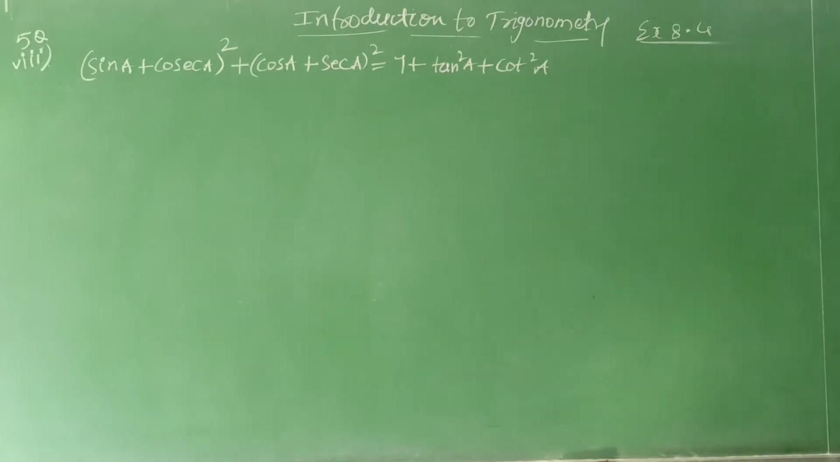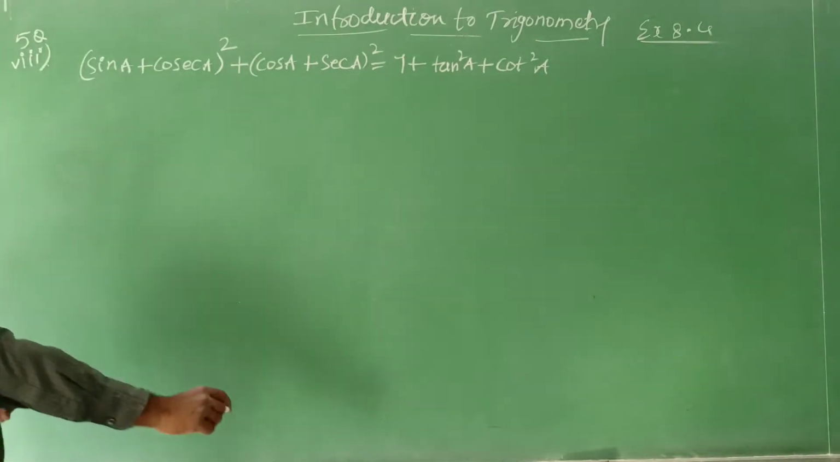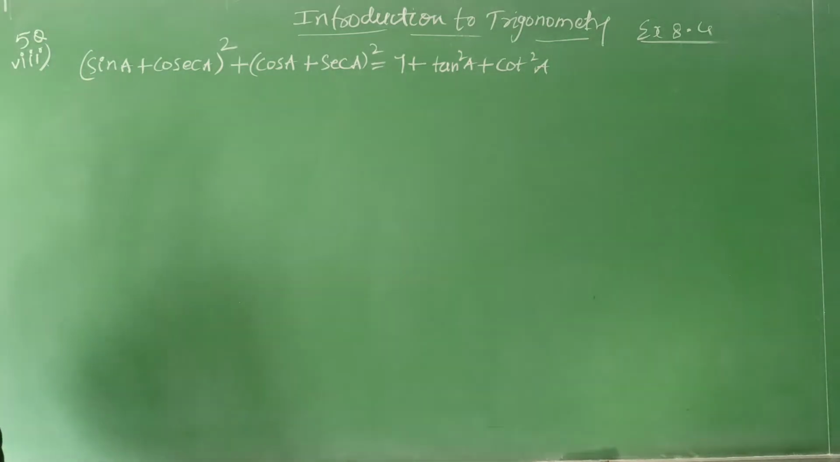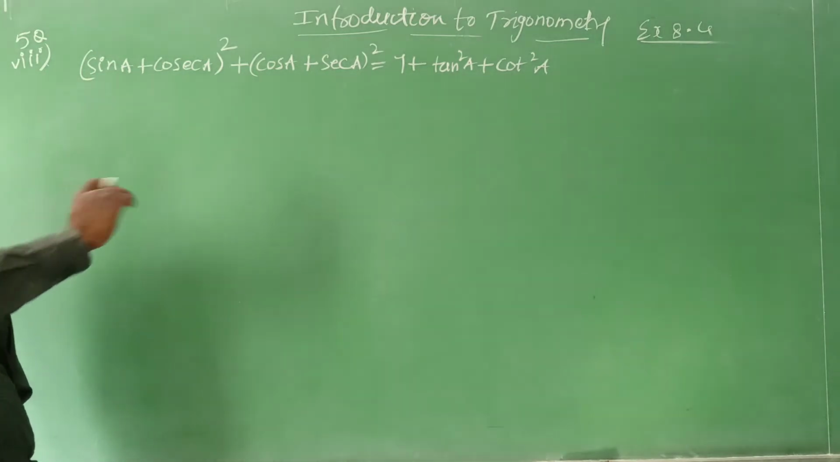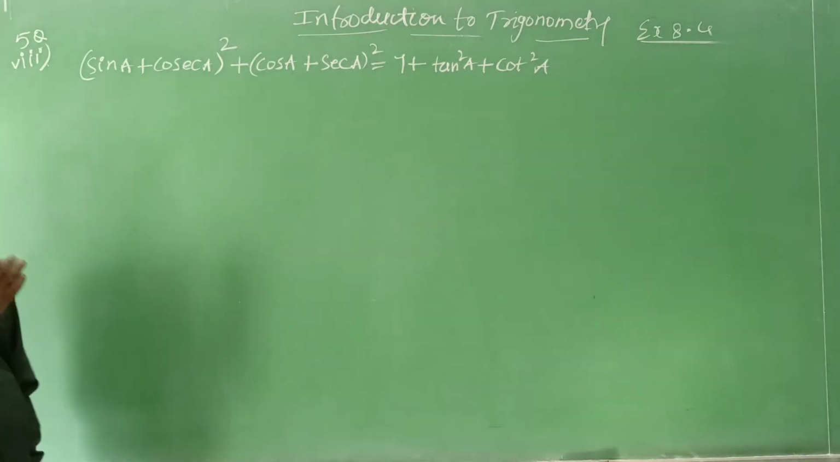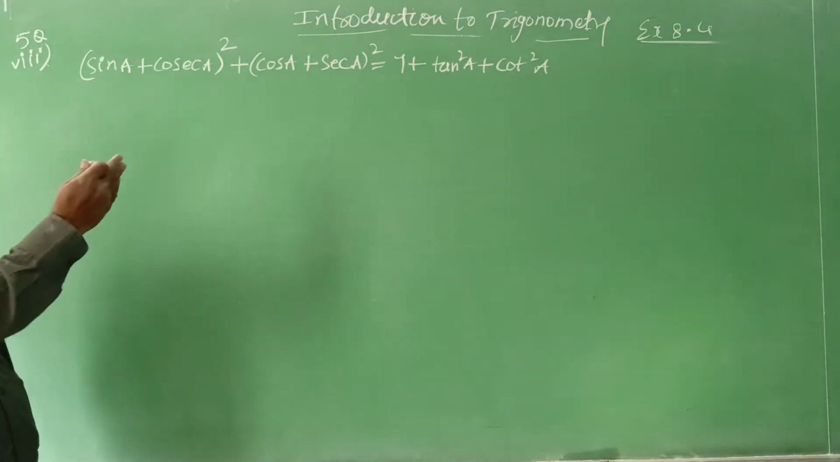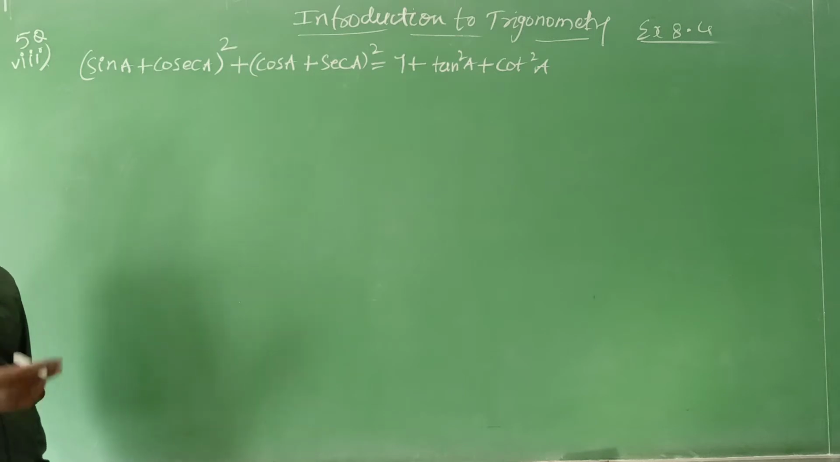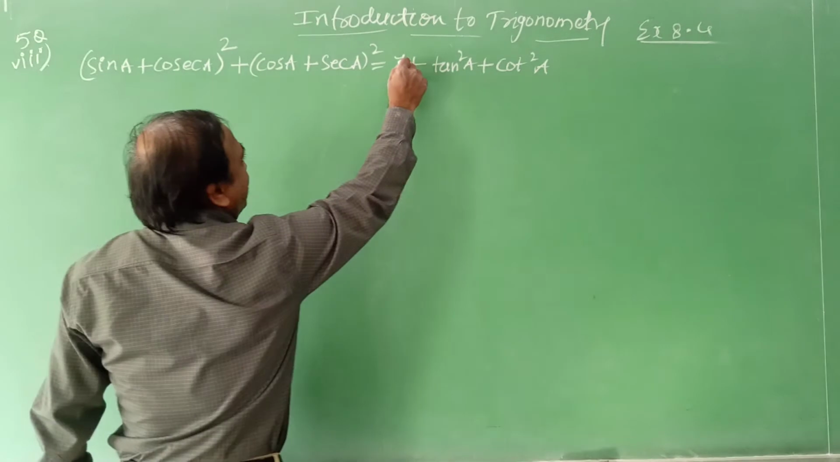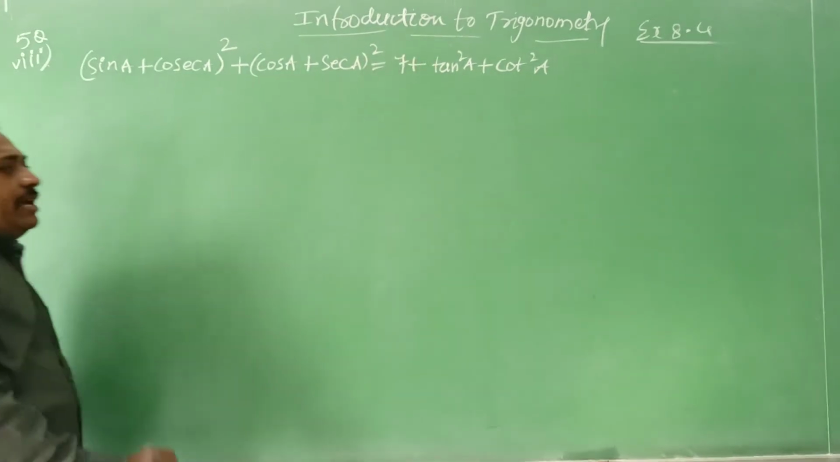Now see the next question. Sin A plus cosecant A whole square plus cos A plus secant A whole square is equal to 7 plus tan square A plus cot square A. So from the LHS you have to get the RHS, 7 plus tan square A plus cot square A.